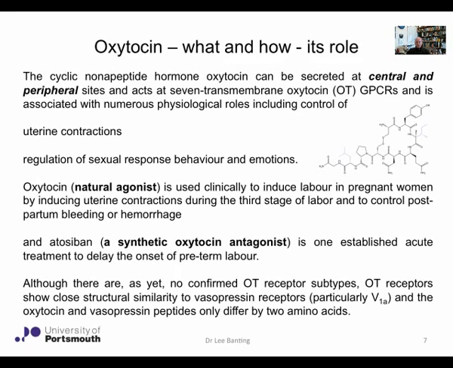Although there are as yet no confirmed oxytocin receptor subtypes, and there probably are unlikely to be, so there's only one oxytocin receptor. OT receptors show very close similarity to vasopressin receptors, particularly the V1A subclass of receptor, and as we've already discussed, these peptides differ by only 2 amino acids, so you would expect some similarities in the receptors.